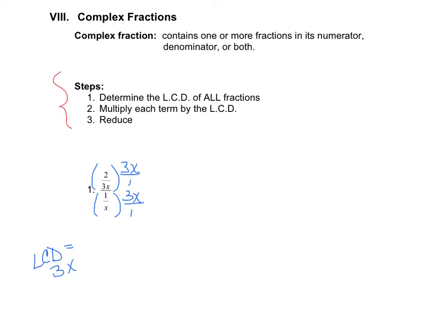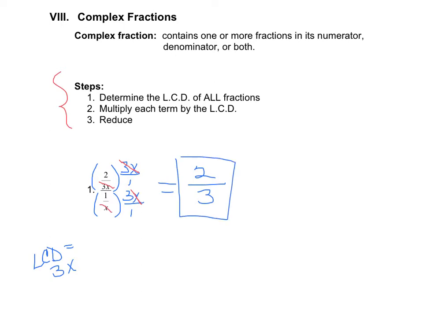So in this case, on the top, 2 over 3x times 3x over 1, I can actually cancel out the 3x's. And on the bottom, I can actually cancel out the x's. So if you look at it closely, I actually got rid of all those extra denominators. So let's see what I have left over. 2 times nothing, well really it's 2 times 1 is 2, over 1 times 3 is 3. So I no longer have a complex fraction. I have a simple fraction with a single numerator and a single denominator. Now I ask myself, can that be reduced? And it can't, so there's my answer.